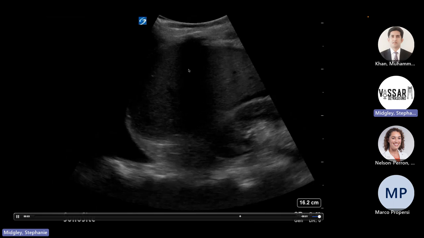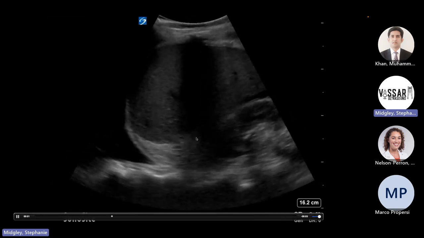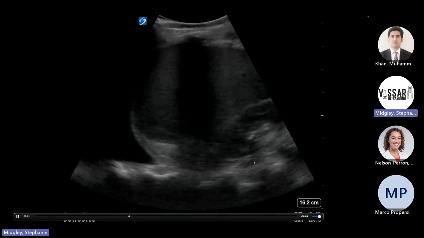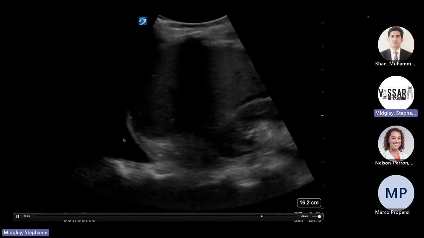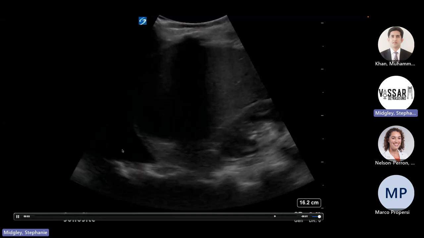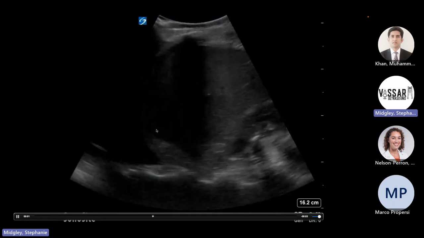So here's another one. Again, we have our ribs in the way, but our depth is good. Here's my spine. So I have my proper depth marker. I'm looking above the diaphragm. And here I have a spine sign. So I know I have free fluid here. So there's a pleural effusion.